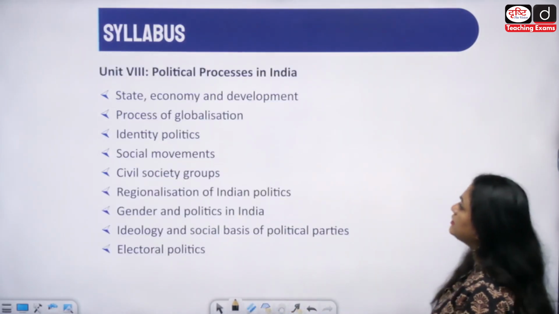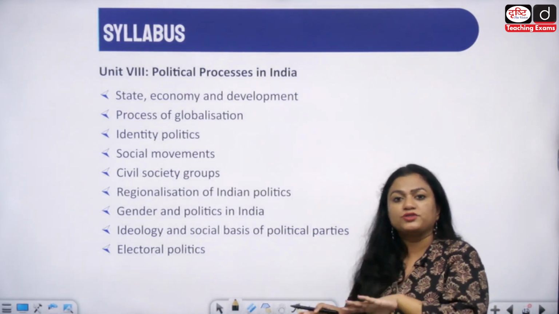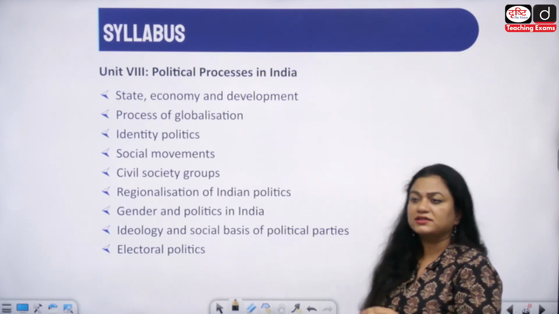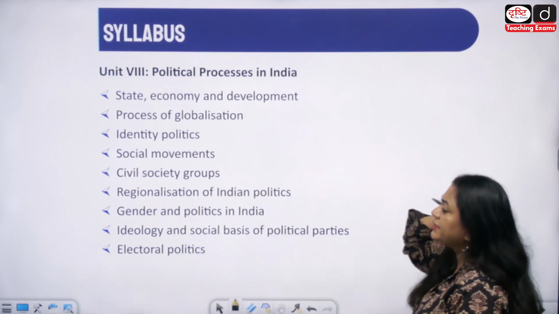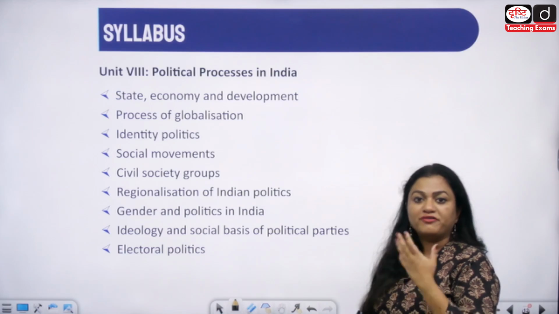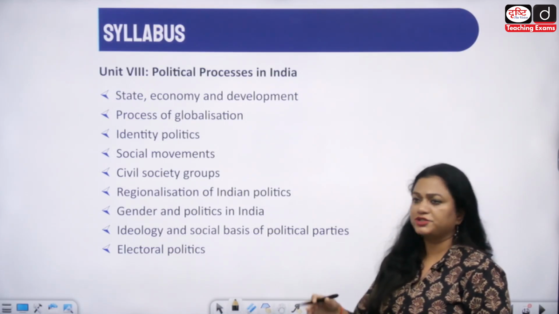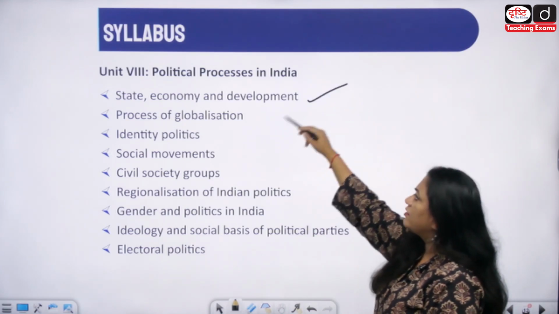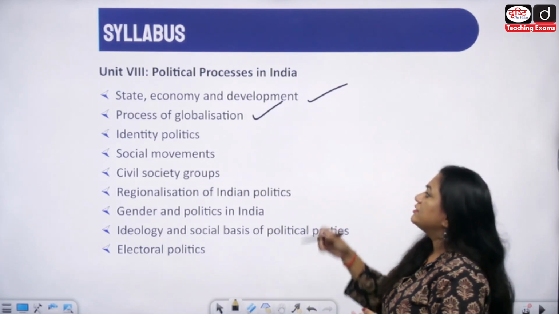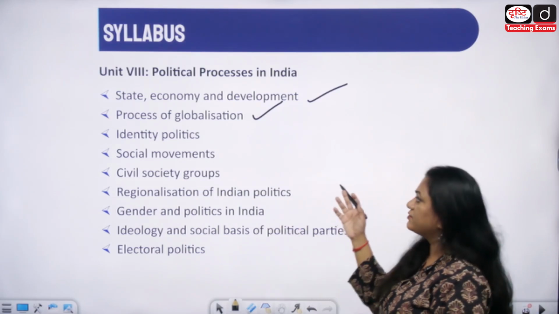Moving to our next slide, unit number 8. This unit is connected with unit number 7, so unit number 7 and 8 are interconnected. Political processes in India, state, economy and development. It is about the theory of the Indian state, basically the liberal interpretation, Marxist interpretation, Gandhian interpretation. So many interpretations you will find here. Process of globalization, the different narratives within India. Then identity politics: caste, class, gender, all these things will be covered.